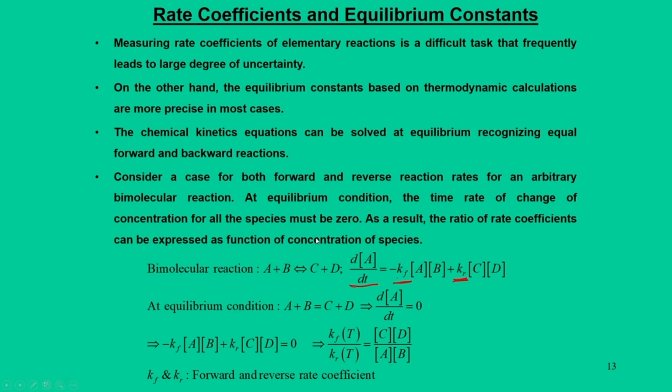So, what we can say is that the ratio of the forward rate coefficient and the reverse rate coefficient is a function of concentrations. These concentration numbers can be easily measured, and that number we have already called Kc, or the equilibrium constant based on concentration.